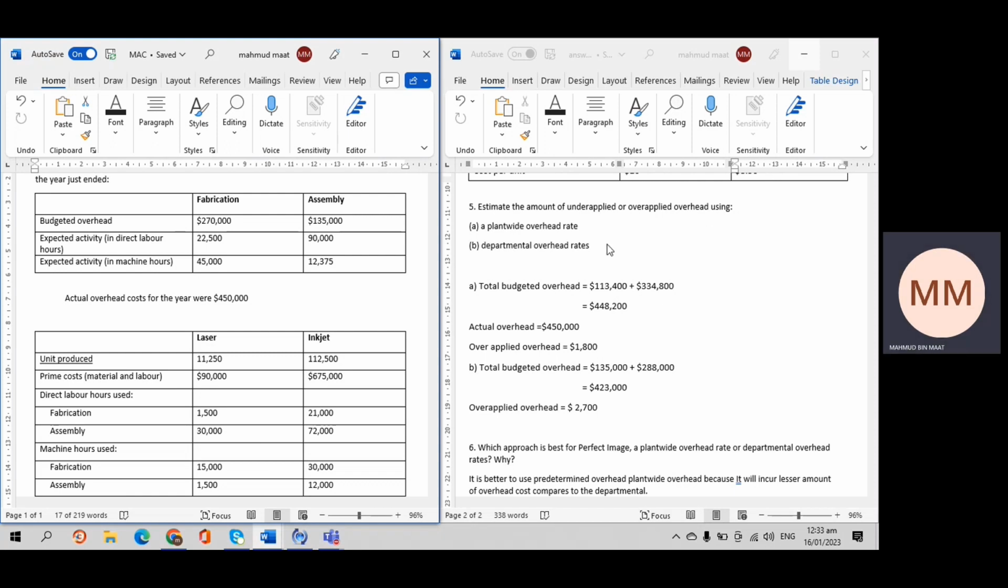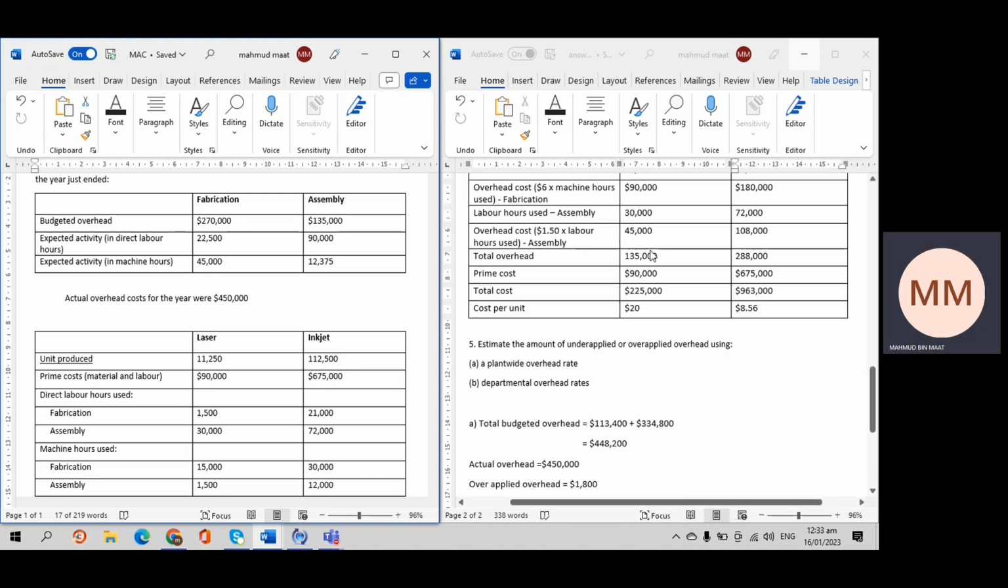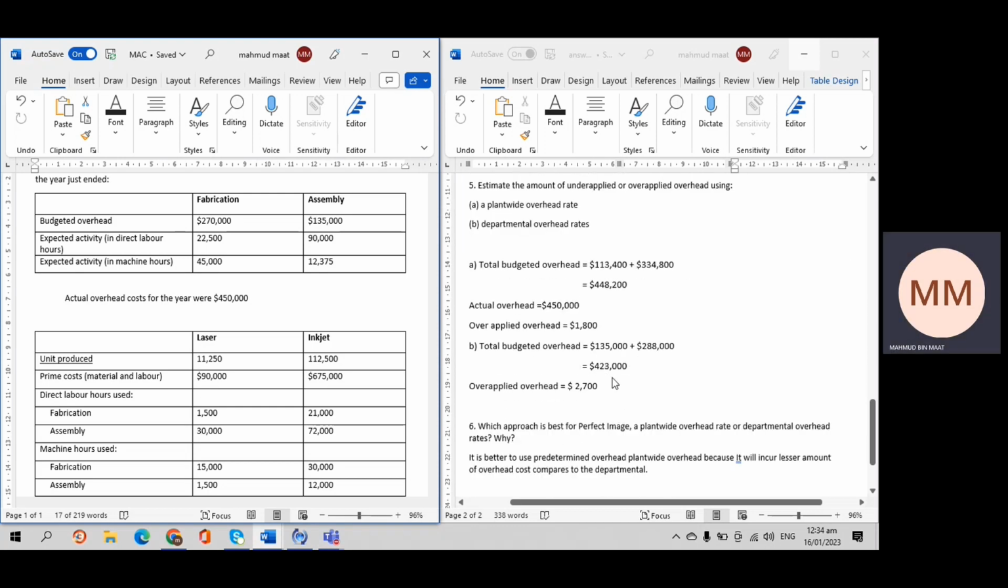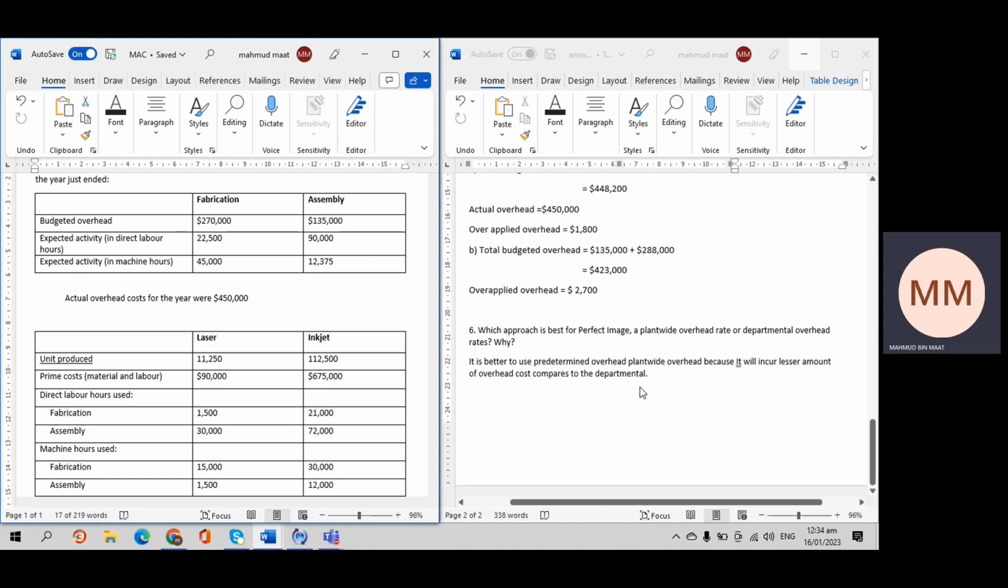So while using the departmental overhead rates, total budgeted overhead is equal to 135,000 plus the 288,000. These two amounts we get from question number 4 here. So after we add these two amounts, we get 423,000. So this amount we also compare with the actual overhead, which is 450,000. So we also get overapplied overhead, which is 2,700.